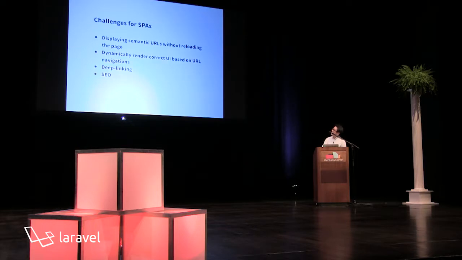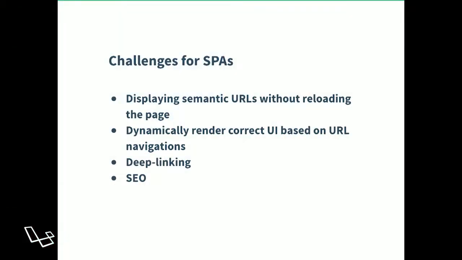So, of course, it's not that easy to build a great SPA because it comes with its own challenges. The first challenge is that you want to display semantic URLs without reloading the page, as I said. So how do we do that, right? If you navigate to a URL, shouldn't the browser just request a new page from the server? Also, you want to dynamically render the correct UI based on URL navigations.